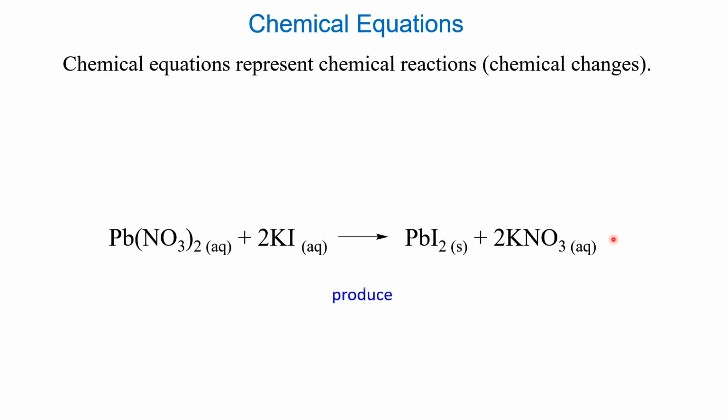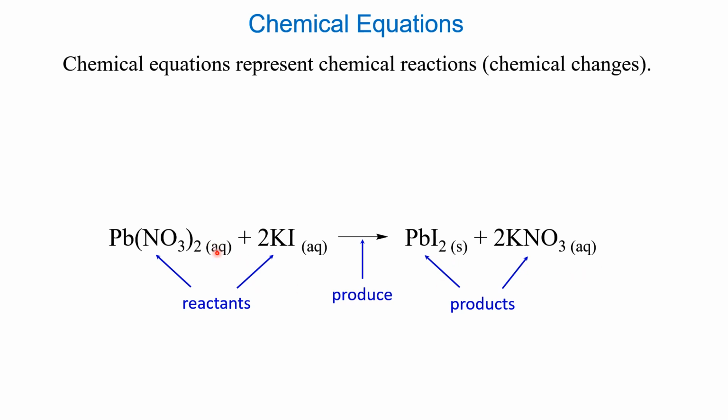Okay, here, this arrow means producing. Usually we put the reactants to the left and the products to the right of this arrow. You can have more than one reactant, you could have two, you could have three, or just one reactant, and you can also have just one product, or more than one. For example, in this example, there are two products.